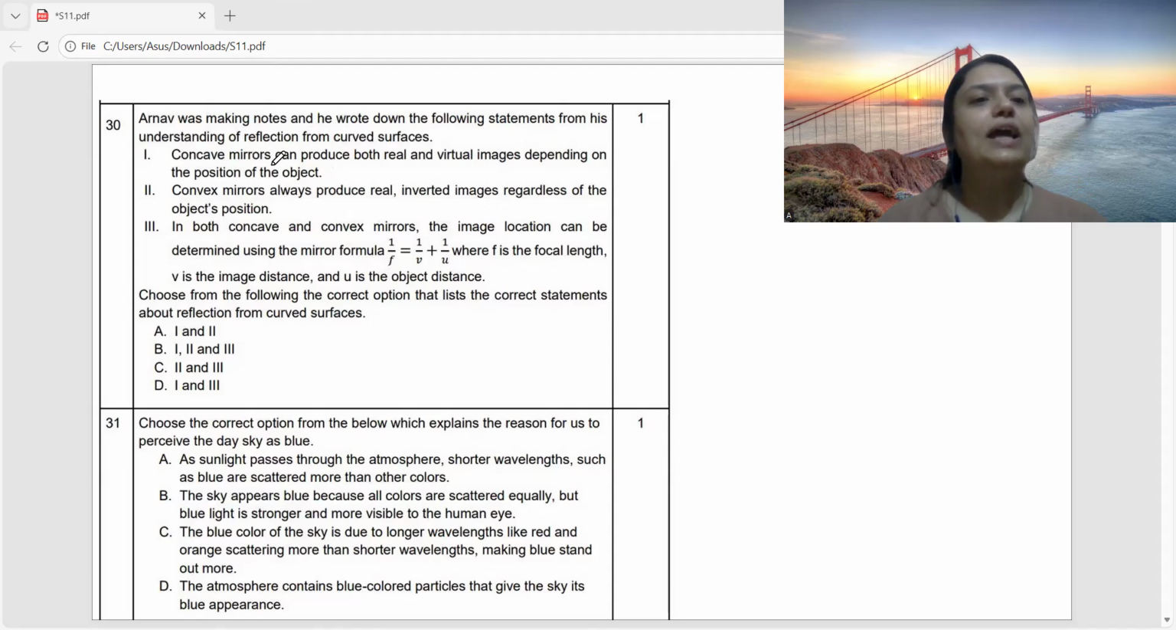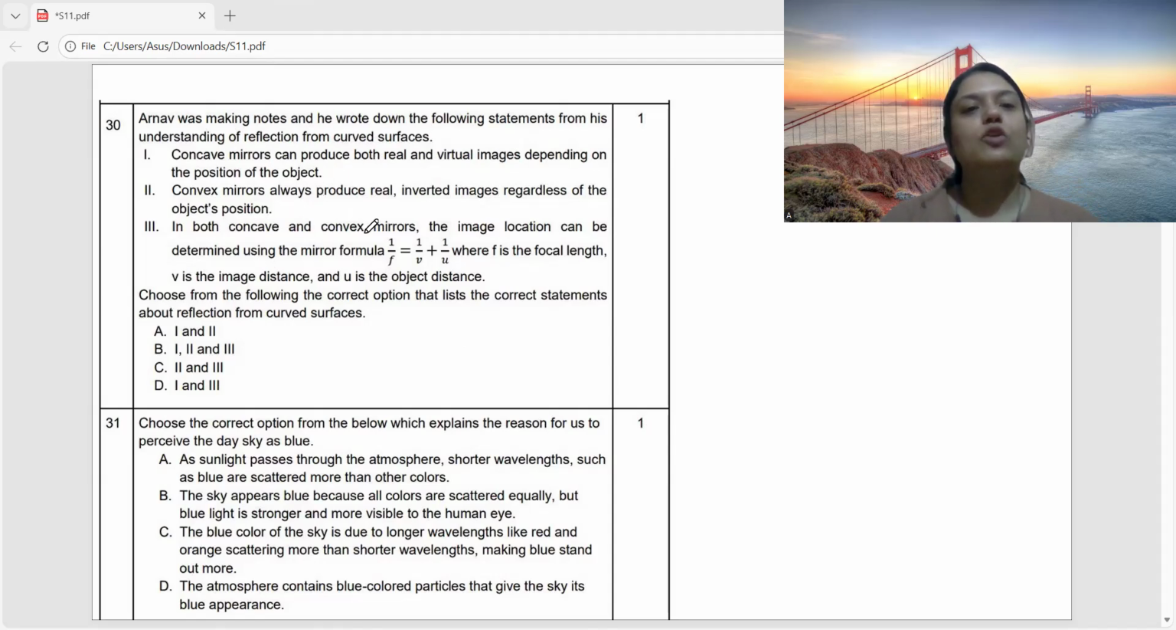Okay. So question number 30. Arnab was making notes and he wrote down the following statement from his understanding of reflection from curved surfaces. Concave mirrors can produce both real and virtual image depending on the position of the object. Now that is correct because concave mirrors can produce both real and virtual images. Convex mirrors always produce real inverted images regardless of the object's position. Now, this is wrong because convex mirrors always produce virtual and erect images.